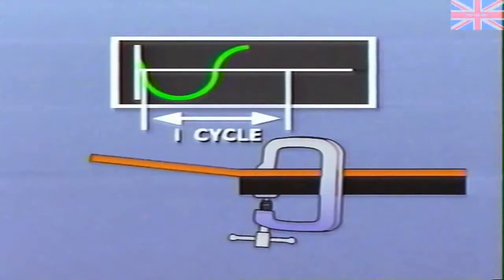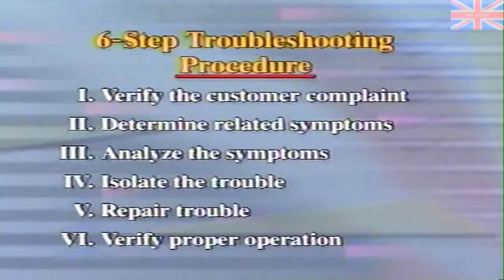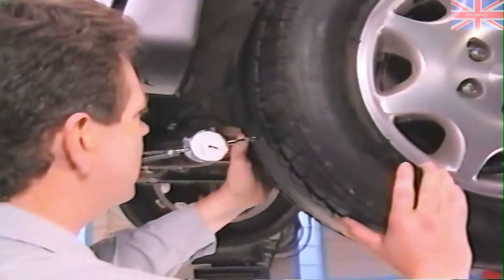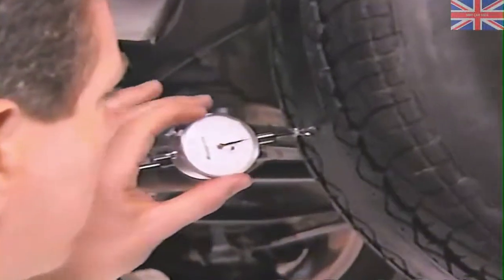Today we're going to cover important information that should improve your ability to solve noise, vibration, and harshness problems. First, we'll discuss noise, vibration, and harshness basics. We'll apply steps 1 through 4 of the standard troubleshooting procedure to isolate noise, vibration, and harshness problems. And we'll finish by using all 6 steps of the troubleshooting procedure to solve a common NVH condition.